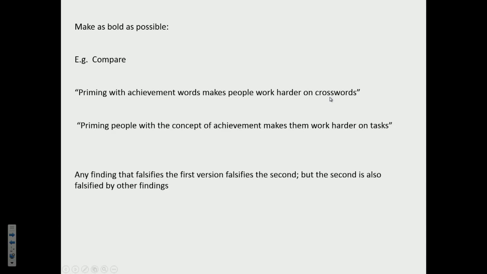But there might be a bolder way of putting it. For example, priming people with the concept of achievement makes them work harder on tasks. And you see, you would give up this second theory with the results of the experiment. So that's an even bolder claim that is being put up to test. So when you try and identify substantial theory, try and think about what's the boldest, most interesting claim that I could state here. Does that make sense?